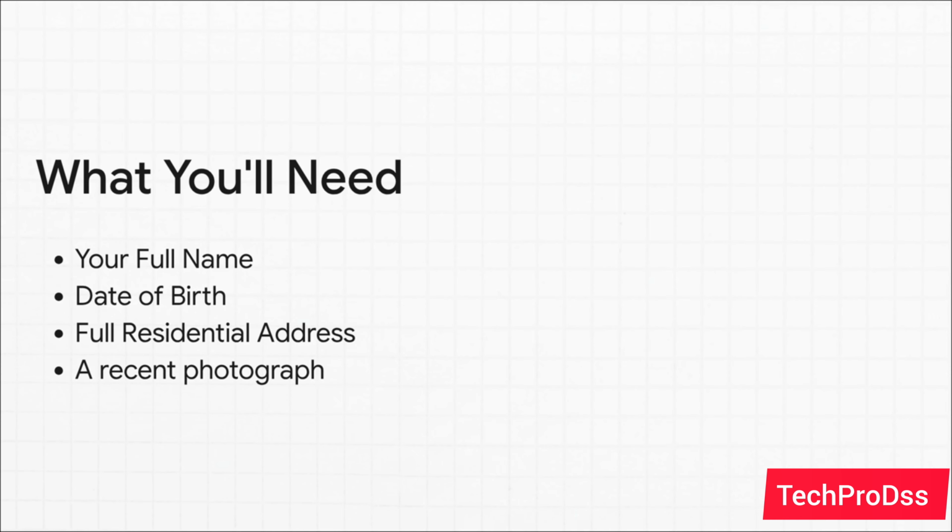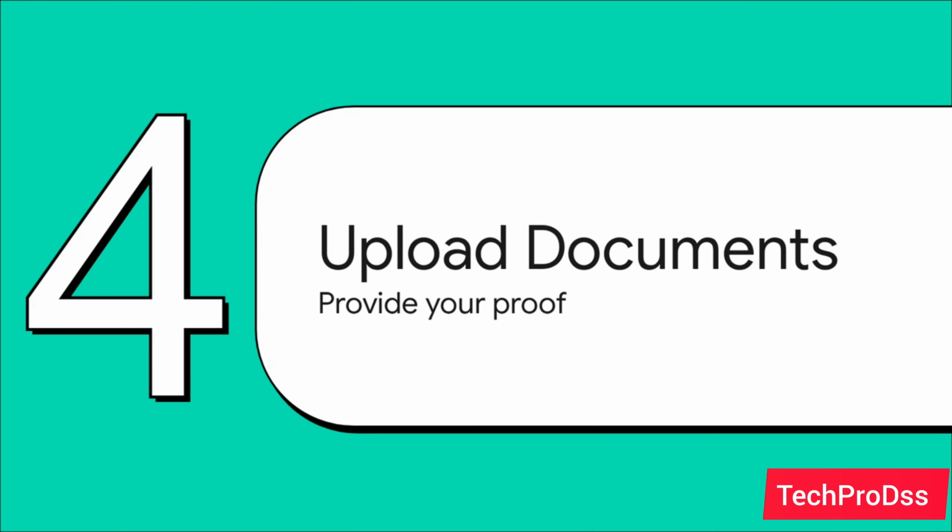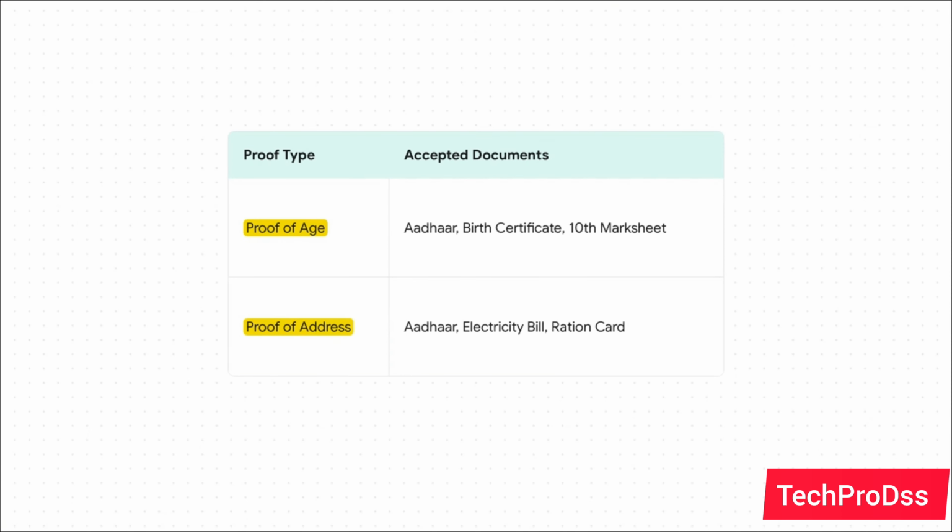To make this part go as smoothly as possible, it's a good idea to have a few things ready. You're going to need your full name, your date of birth, and your complete home address. Oh, and you'll also need a recent, clear passport-style photo saved on your device, ready to upload. Okay, so you've filled in your personal info. The last part of the form is just about proving that the information you gave is correct. And that brings us to our next step, uploading a couple of documents.